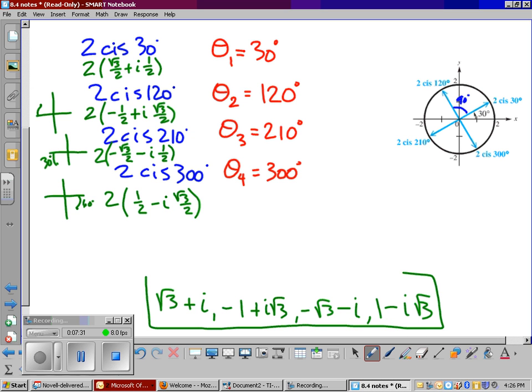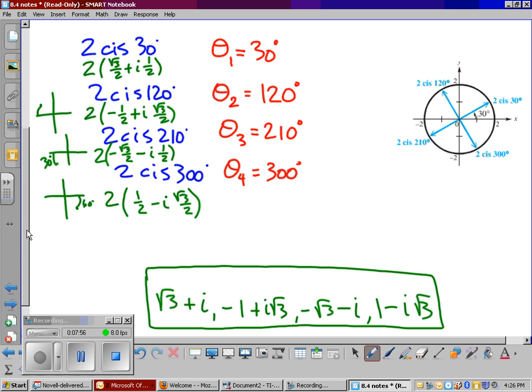Those are your answers in rectangular form. Notice that you have 4 roots because we were finding the 4th root of that complex number. If I were to graph these complex numbers in their rectangular form, then they would correspond exactly with the vectors that I graphed from the trig form.